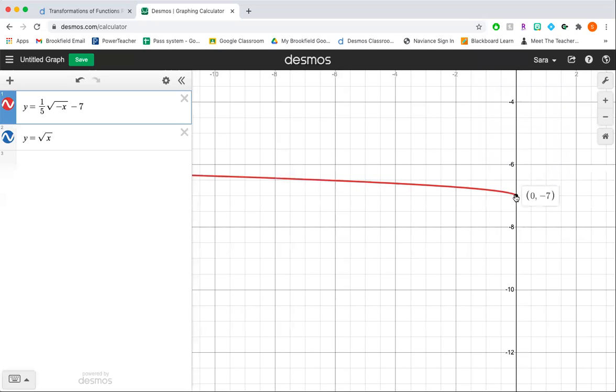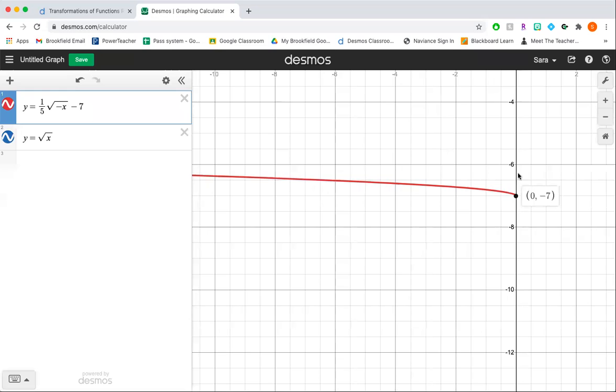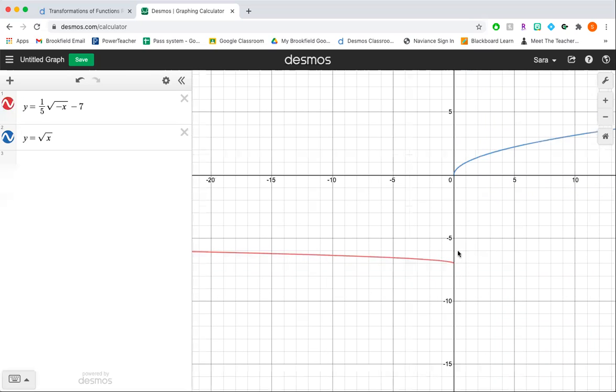For x values, I have all negative x values, and then I stop at x equals 0. So my domain is going to be negative infinity, comma 0. Again, I don't have any positive x values here. There's nothing past this 0. No positives. So it has to be negative infinity to 0.